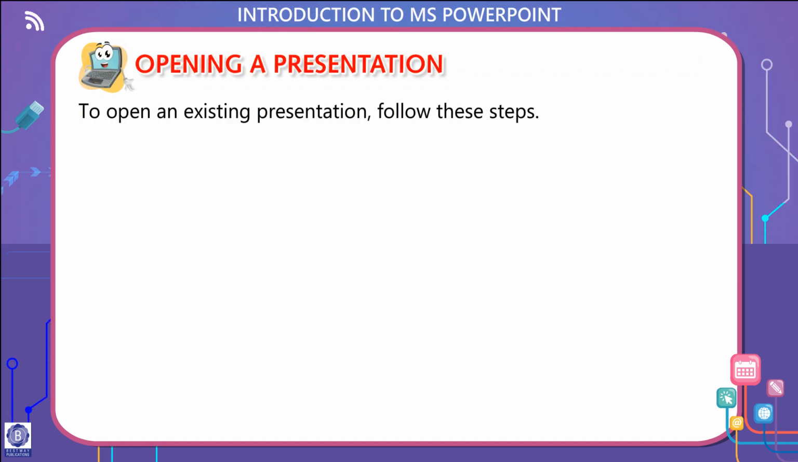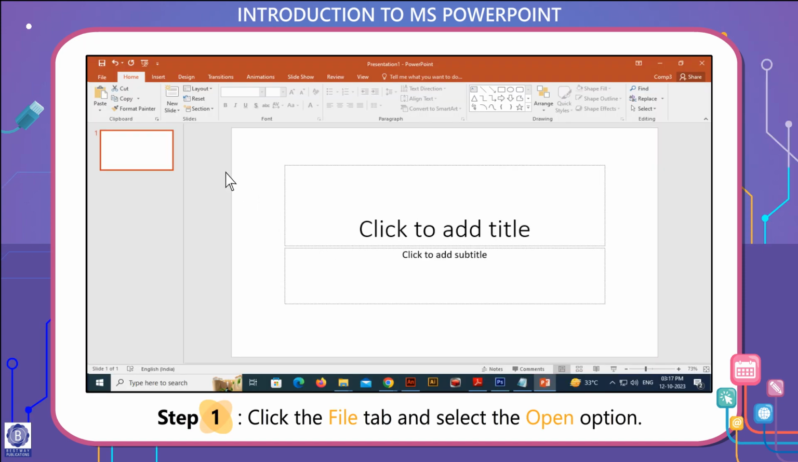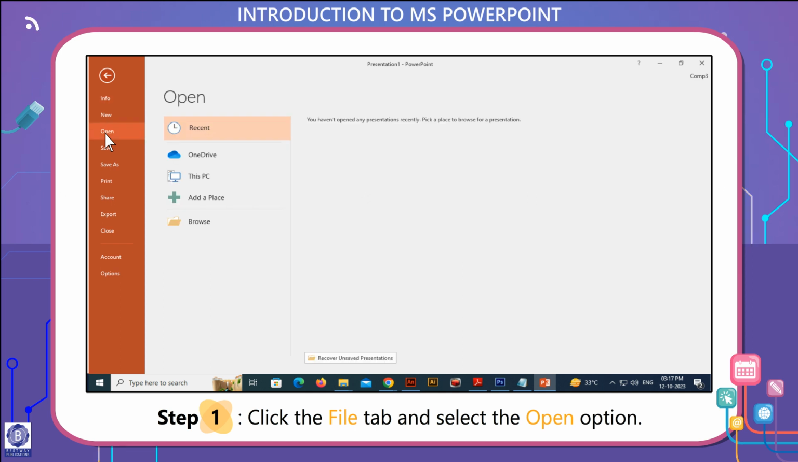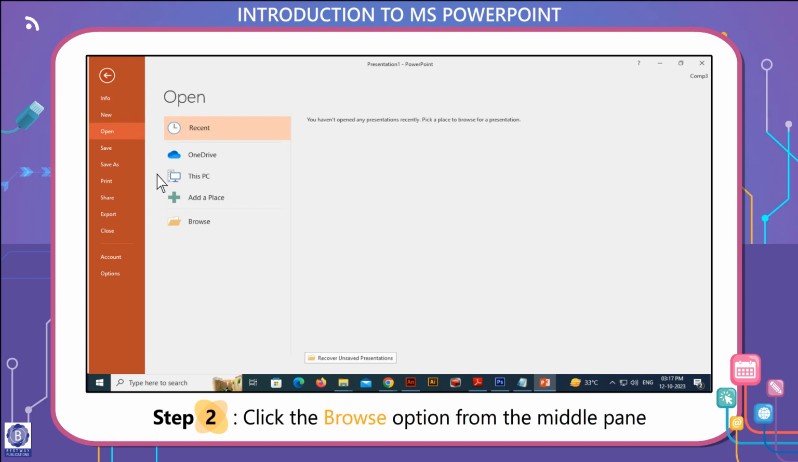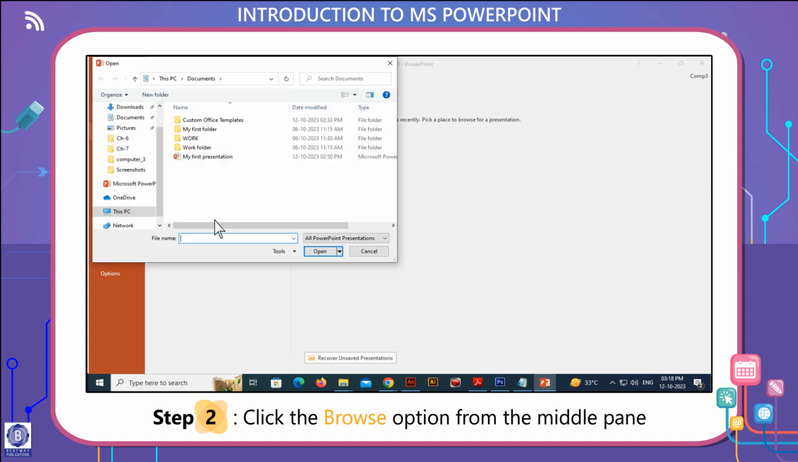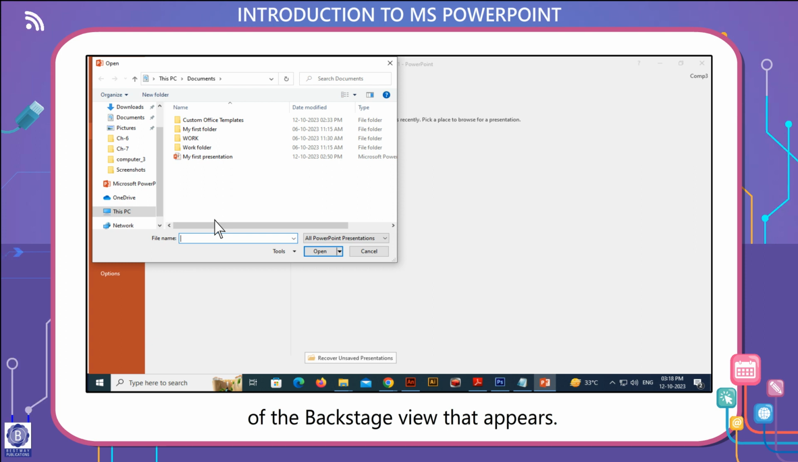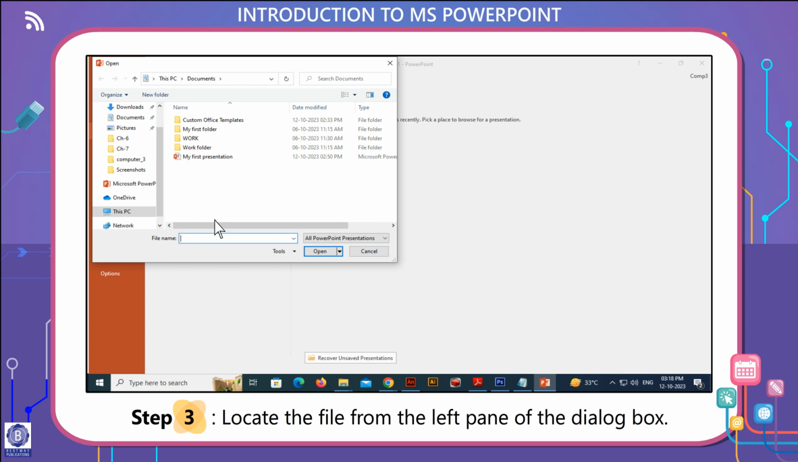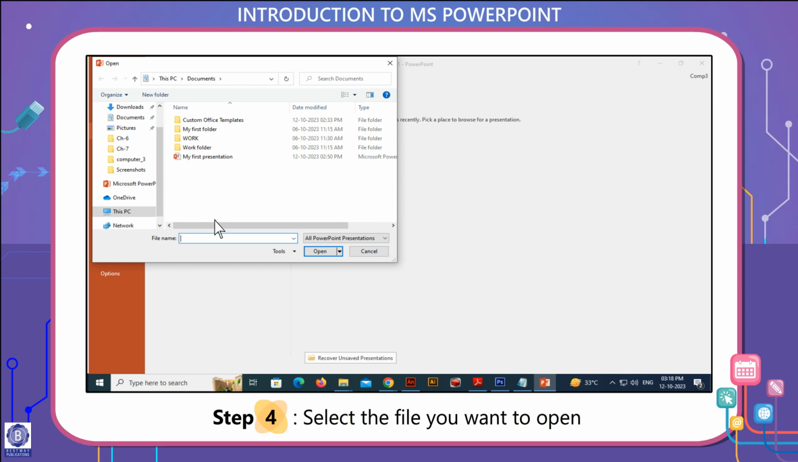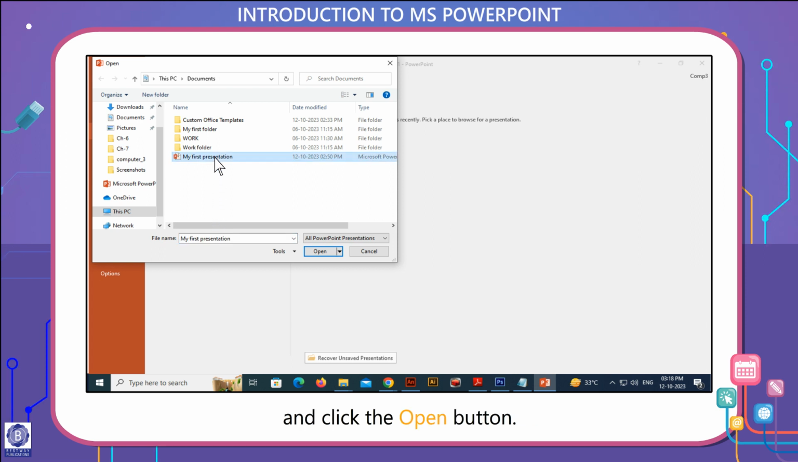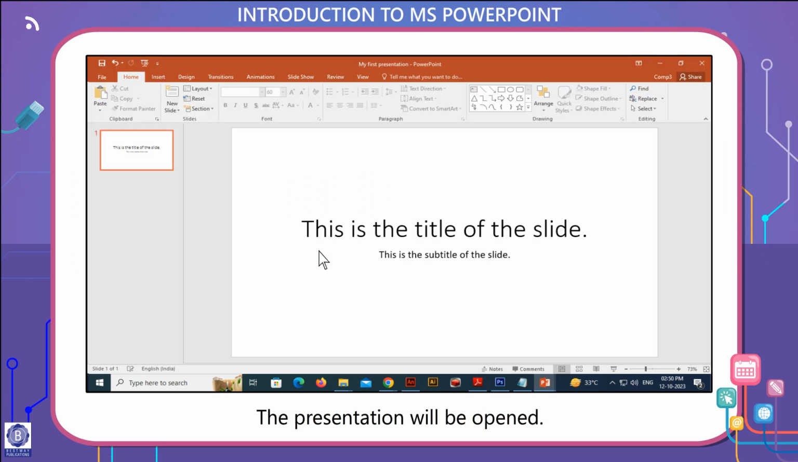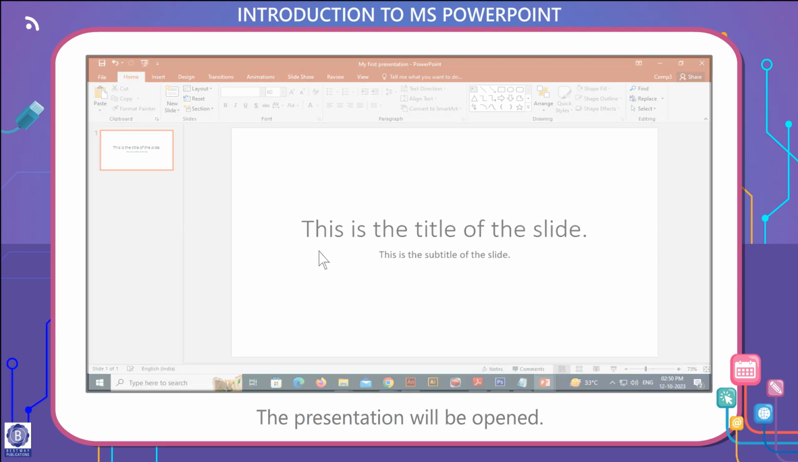Opening a presentation. To open an existing presentation, follow these steps. Step 1. Click the File tab and select the Open option. Step 2. Click the Browse option from the middle pane of the Backstage view that appears. The Open dialog box appears. Step 3. Locate the file from the left pane of the dialog box. Step 4. Select the file you want to open and click the Open button. The presentation will be opened.